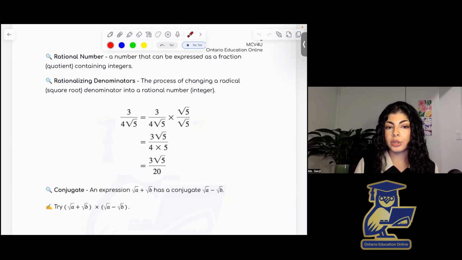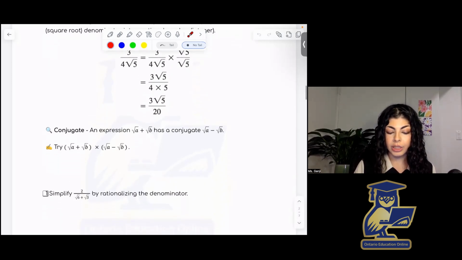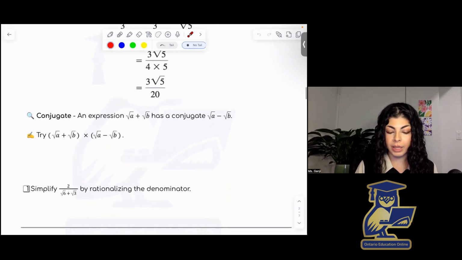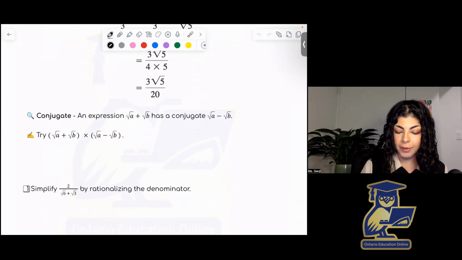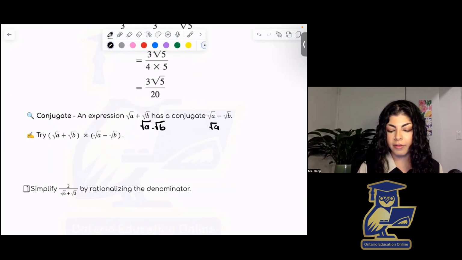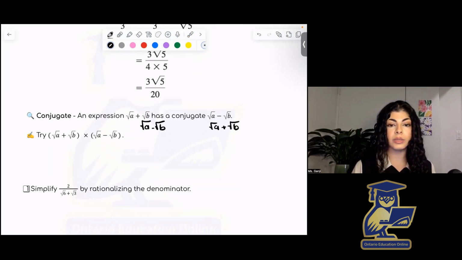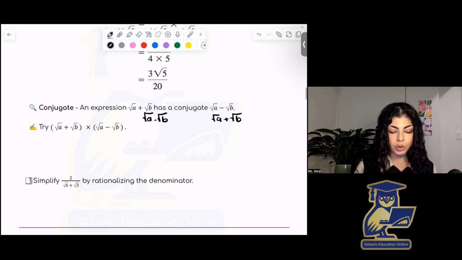Now, sometimes our fractions are not just going to be a simple square root or a simple radical. Sometimes you'll have an expression that has two terms. It'll be a binomial, such as square root of A plus square root of B. In this case, we have a conjugate, which is the same two terms, but instead of adding, you're now subtracting. And same would apply if we have square root of A minus square root of B. This has a conjugate of square root of A plus square root of B. So this works vice versa. So let's try this now.